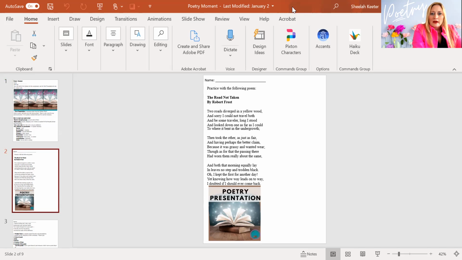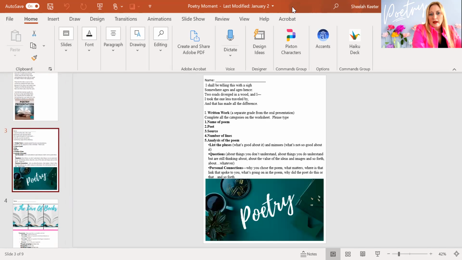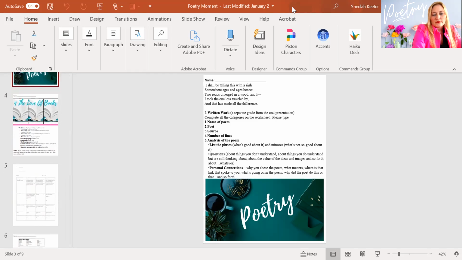So once they go ahead and they analyze their poem, and I'll put that up, I'm not going to go over all of it, but they do the basics, the name, the poet, the source, number of lines. They do an analysis of the poem, what they like, what they didn't like, what their connection was, why they chose this particular poem. And it's really important that you allow them to pick their poem, because you want them to have some kind of engagement or some kind of connection to the poem that they choose.